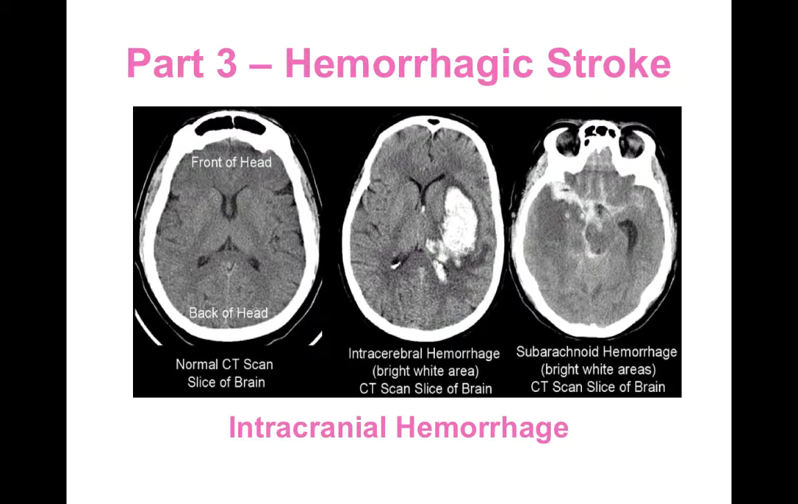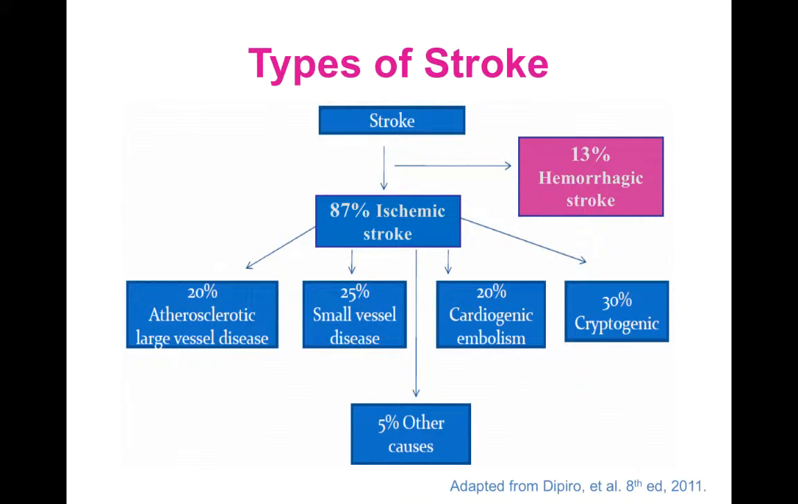In this section, we'll switch our focus to hemorrhagic stroke, one type of which is called intracranial hemorrhage. Just as a review, we talked before about ischemic stroke, which is the majority of stroke cases. Hemorrhagic stroke, as you can see, is much less common. Although it only accounts for 13% of overall stroke, it carries a 2 to 6 times higher mortality rate, and so that's why we spend some time talking about it.